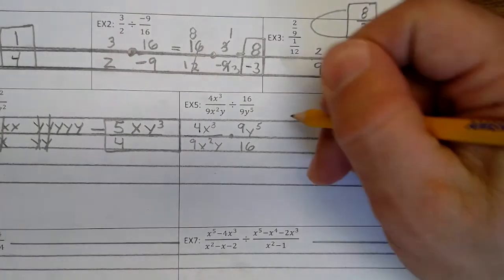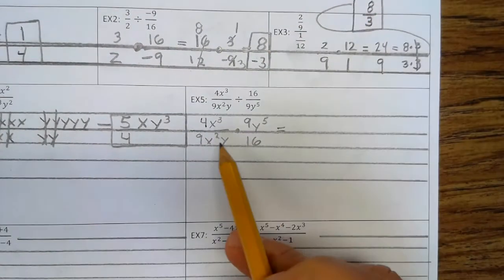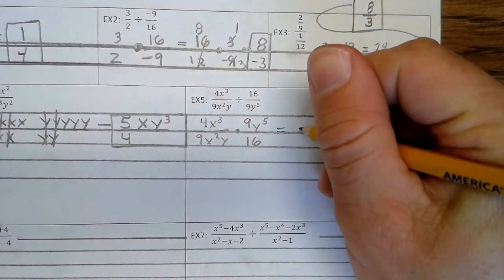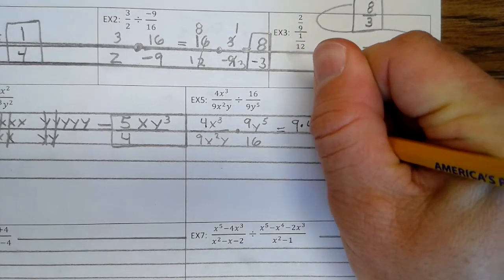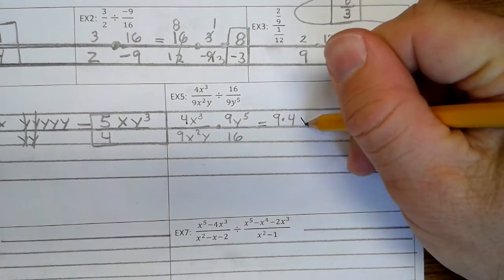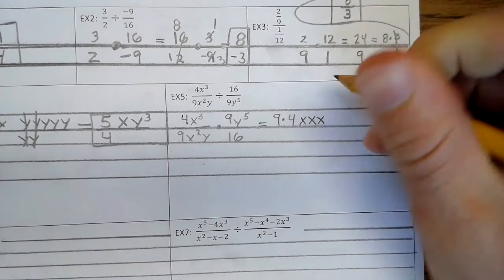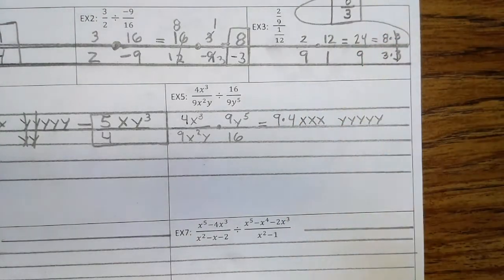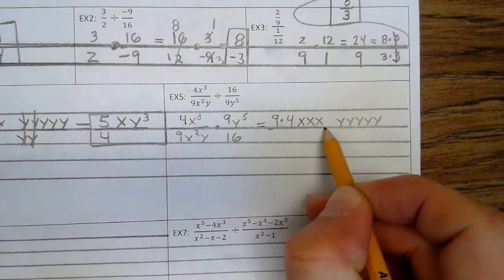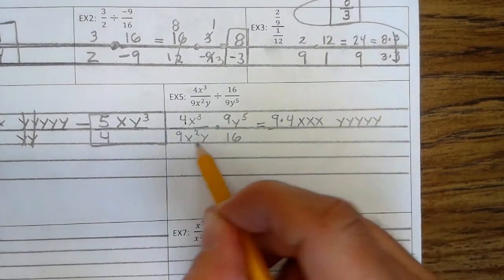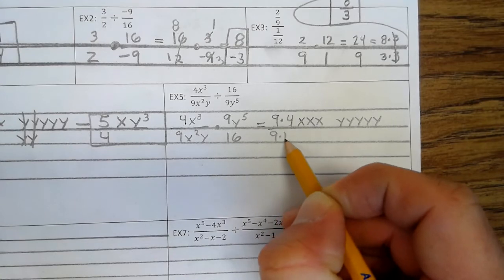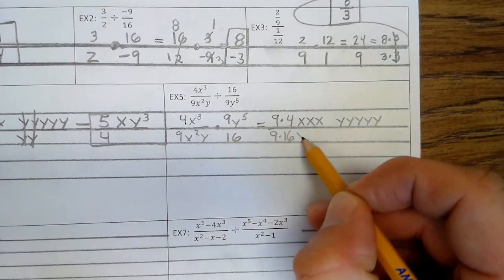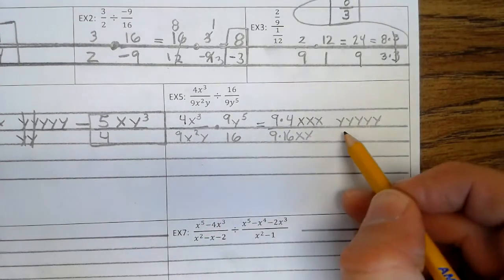Okay, at this point, again, we can write 4 times 9 as 9 times 4, and we're going to expand the x's. So that's 1, 2, 3 x's and 5 y's, so 1, 2, 3, 4, 5. The reason we did 9 times 4 is because now we have 9 times 16. There's 2 x's and then 1 y.